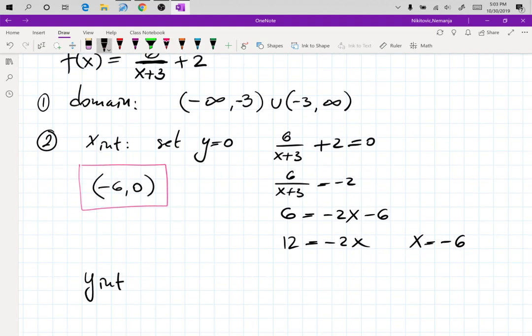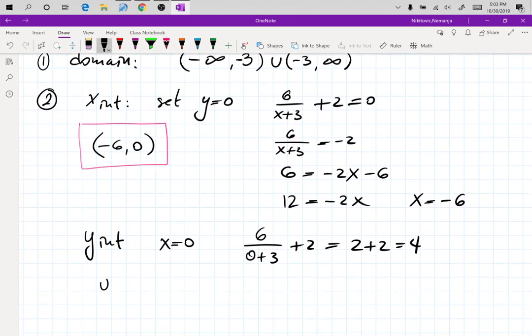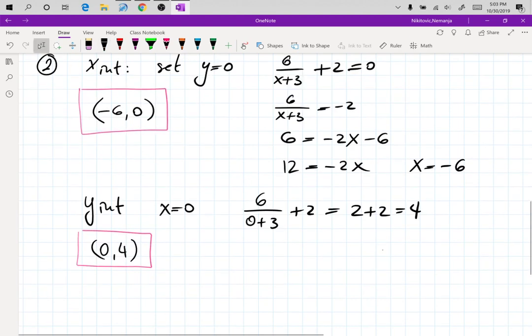Y-intercept is when you set x equal to 0. So that's going to be 6 divided by 0 plus 3, plus 2, which is 2 plus 2, which is 4. And I have the y-intercept at (0, 4). And that's going to be another box because it is important.